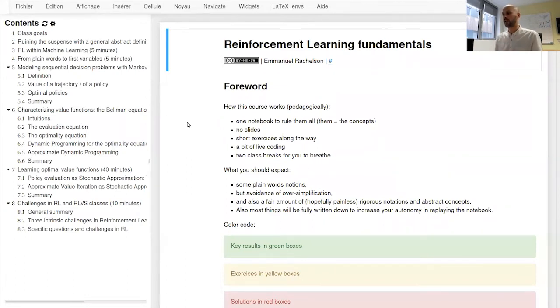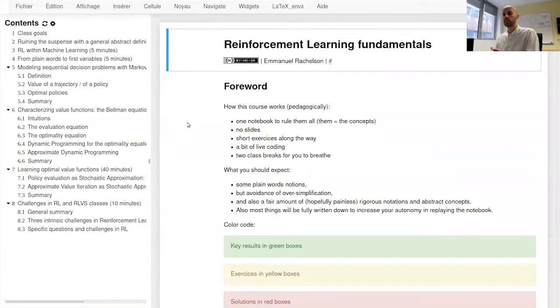What you should expect in terms of contents is some plain word notions, a decent amount of them, but I will avoid at all costs oversimplification, because the goal is for you to grasp the main concepts, the main vocabulary and all the ideas. Oversimplifying would serve no good there. And also a fair amount of hopefully painless, rigorous notations and abstract concepts, again for the same reason, so that you start the reinforcement learning virtual school with good and solid bases and fundamentals.